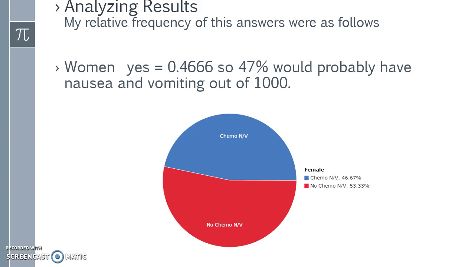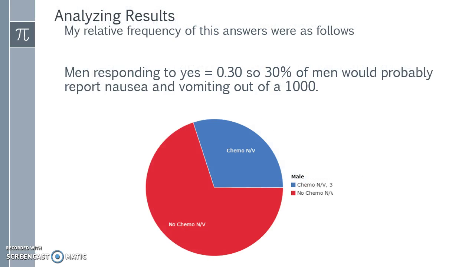In my frequency report as follows with StatCrunch, women said yes. They had a 0.4666 result, which is approximately 47%. Out of 1,000, 47% would report yes that they have nausea and vomiting. You can see my percentage in the pie chart. And then this is the men, which the relative frequency was 0.30, which means 30% of men would probably report nausea and vomiting out of 1,000. And again, you can see that in my pie chart below.